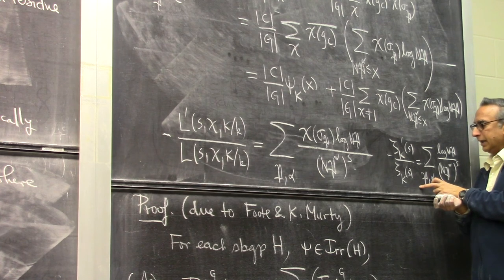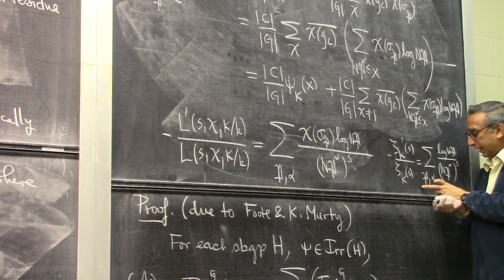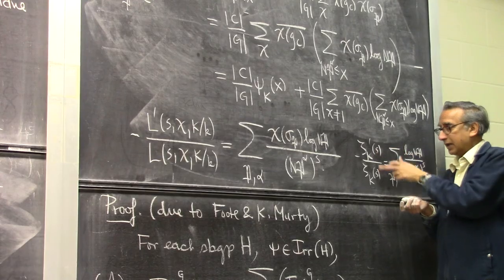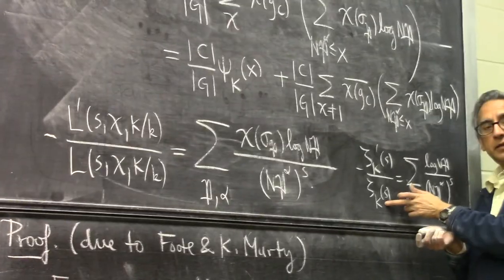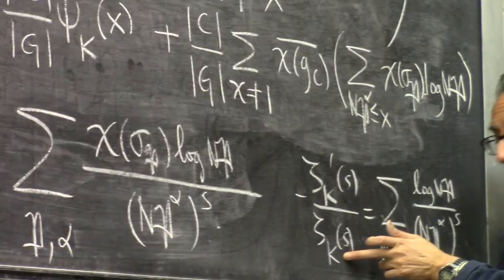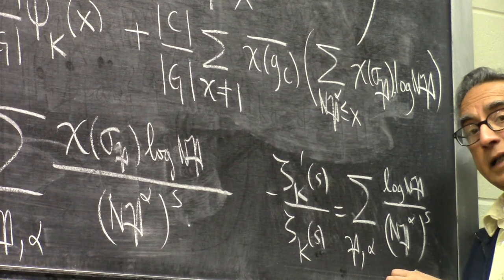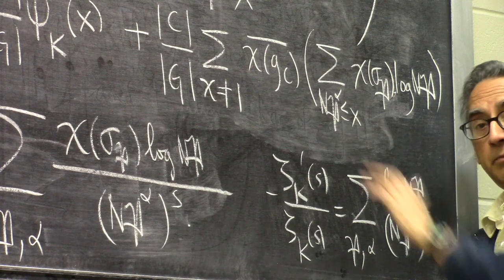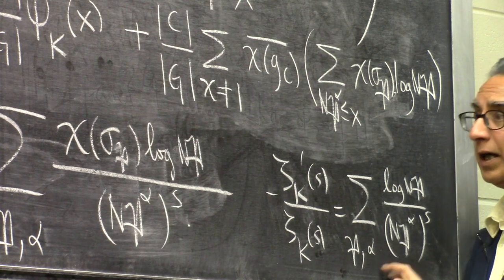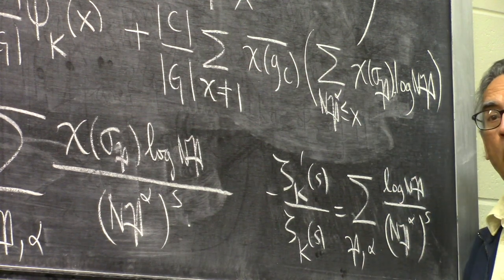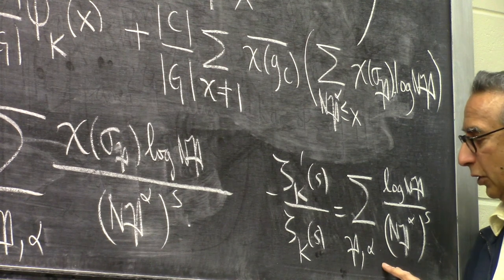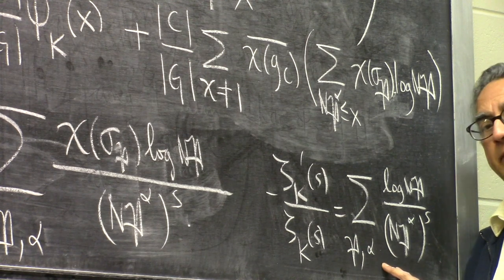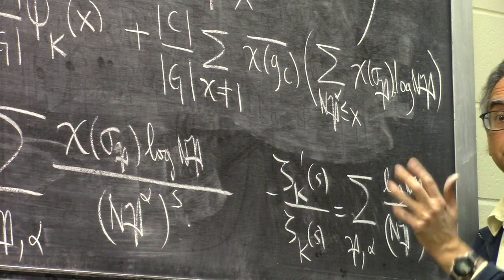this series is analytic for real part s bigger than 1, and because of the non-vanishing of the Dedekind zeta function on real s equals 1, it is analytic for real s equals 1, except at s equals 1 where it has a simple pole, and therefore you get your main term. So by part 1 of the Tauberian theorem, you know the asymptotic formula for psi k of x. It's x.